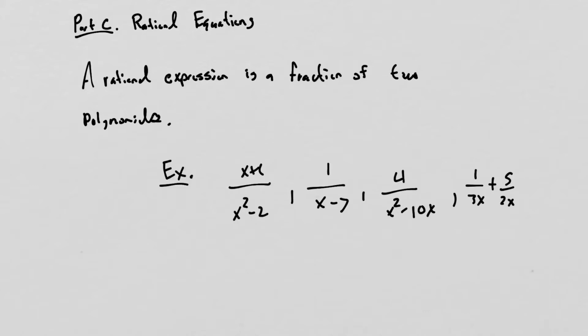We say that an equation is a rational equation if it has at least one rational expression on one side of the equal sign. So there's a standard method on how to solve these equations, and we'll generally follow this method that comes from the book.